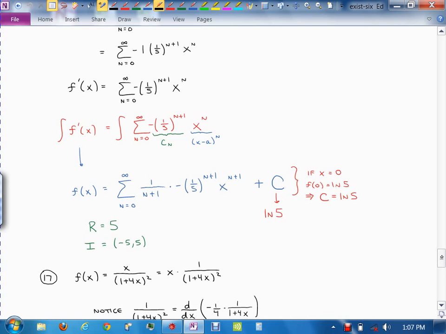Now, picking 0 is just convenient because 0 worked. Am I just going to pick 0 every single time? Usually 0 will work, because this is a power series and you have x to a power. If that's 0, then it's going to go away. Now what if that was x minus 2? You would probably pick 2 to kill the whole series off and be able to get your constant.